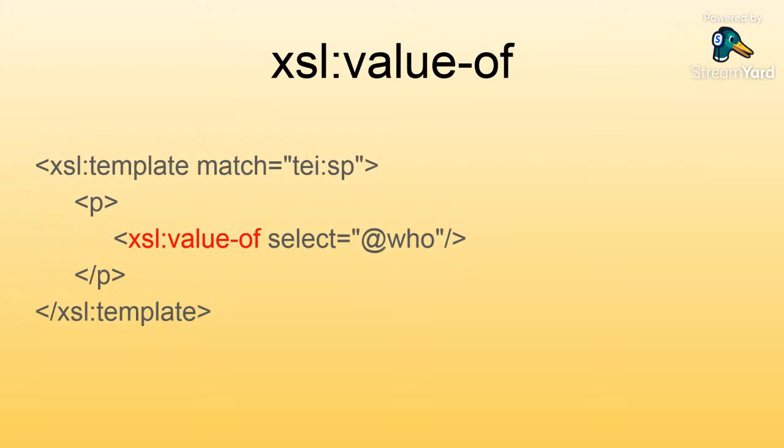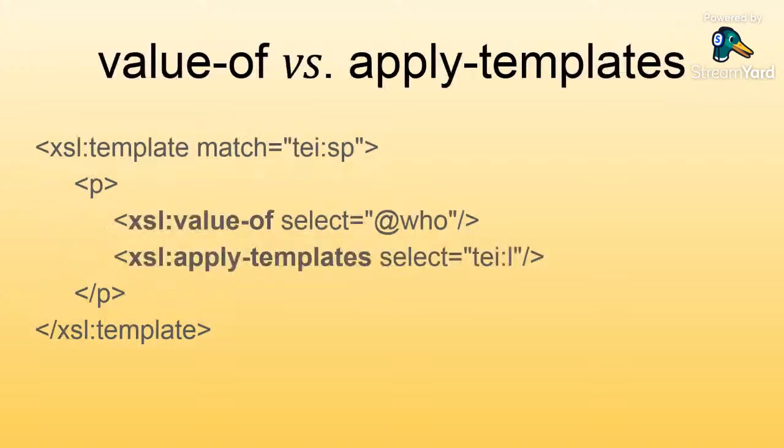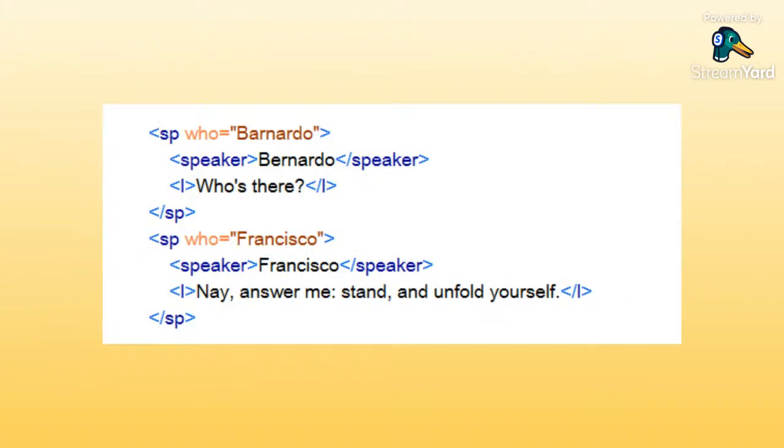But say I want to print the value of the who attribute in this paragraph, followed by apply templates, but only to the L elements inside. I look again at my XML, you see, if I'm printing the value of the who element, then I don't want also the speaker element in there, okay? I want to say Bernardo, who's there, and then Francisco, etc.